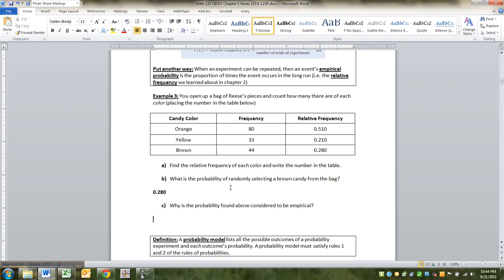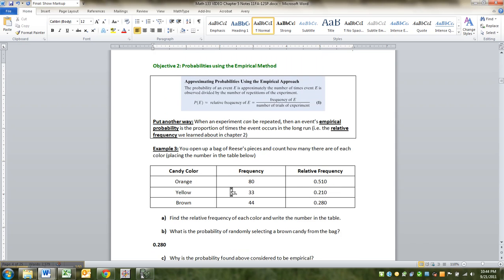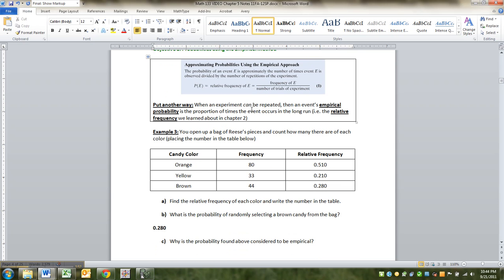Why is the probability above found to be empirical? Well, I kind of skipped over that, so let's go back and look at it. Empirical probabilities are probabilities that you find from research or experimentation. In other words, it's a process you can repeat and repeat and repeat. You've already learned about this, because all the relative frequencies that we found in Chapter 2 are in many ways empirical probabilities, right? Empirical probabilities just means you find out how often event E occurred and you divide it by the total.